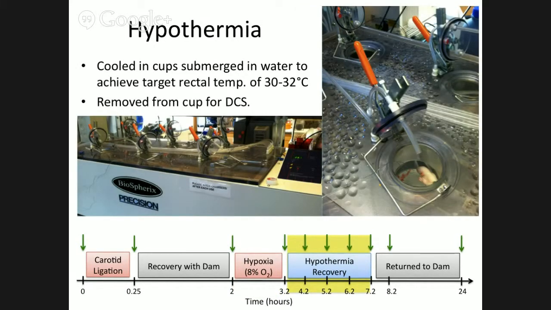For hypothermia, they have this fun little setup where the pups are put in cups that are then submerged in a water bath, and the temperature of the water bath is maintained to keep them cold. I should point out, because I think people get confused, they're not in the water. The cup is in the water. The pups aren't wet. So they stay in here for 4 hours, and we've been taking them out of the cup, making a quick measurement of blood flow and putting them back in, and we see that it doesn't affect their temperature.